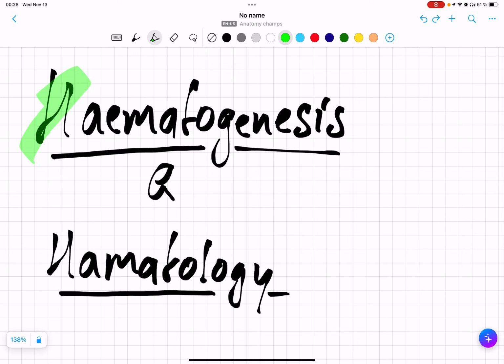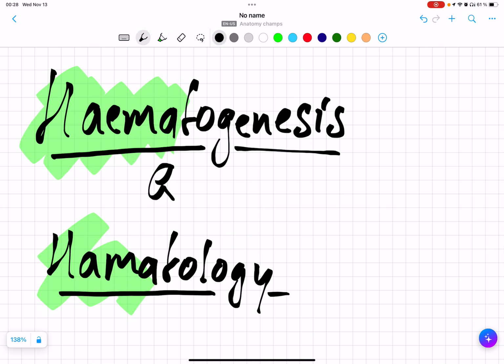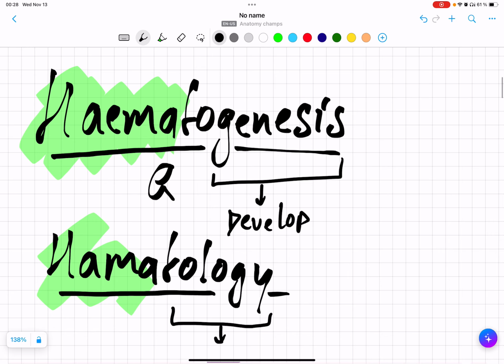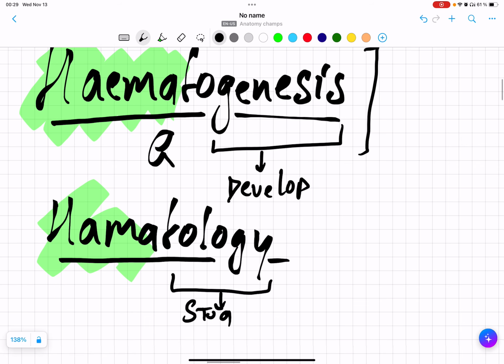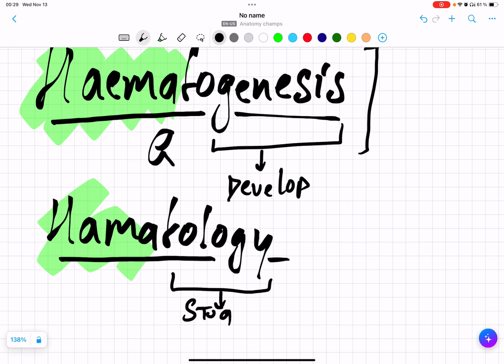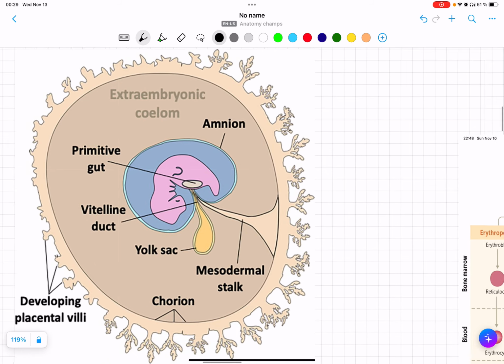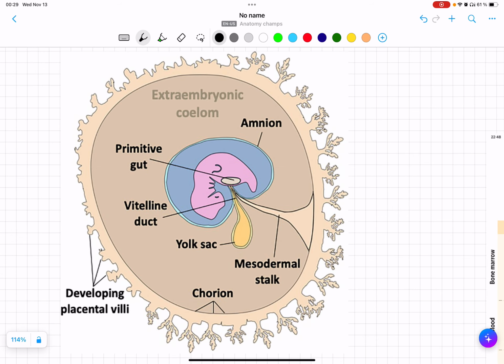So, if we break up the name, both have "hem", right? What does hem mean? Hem means something related to blood, and genesis means development, while the "-ology" means study. So, hematogenesis is concerned with the development of the blood and the vascular system, while hematology is the study of the blood itself.